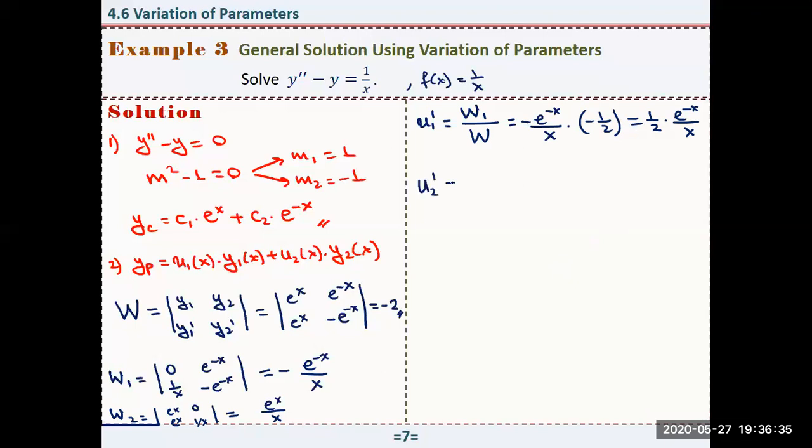u sub 2 prime is w2 over w, that is equal to, w2 is this, e to the power x over x times minus 1 over 2.